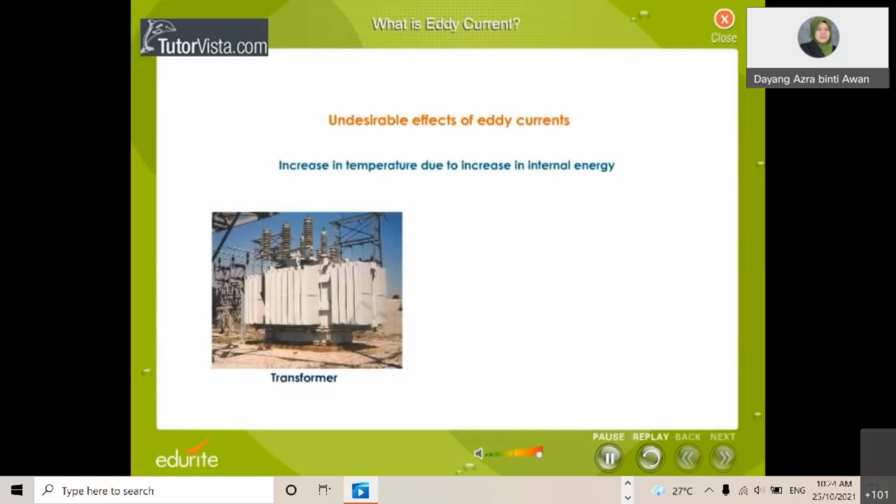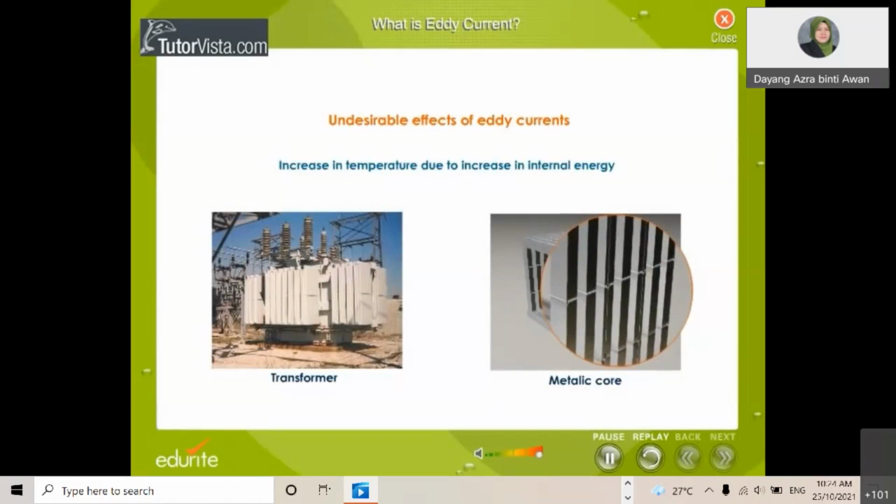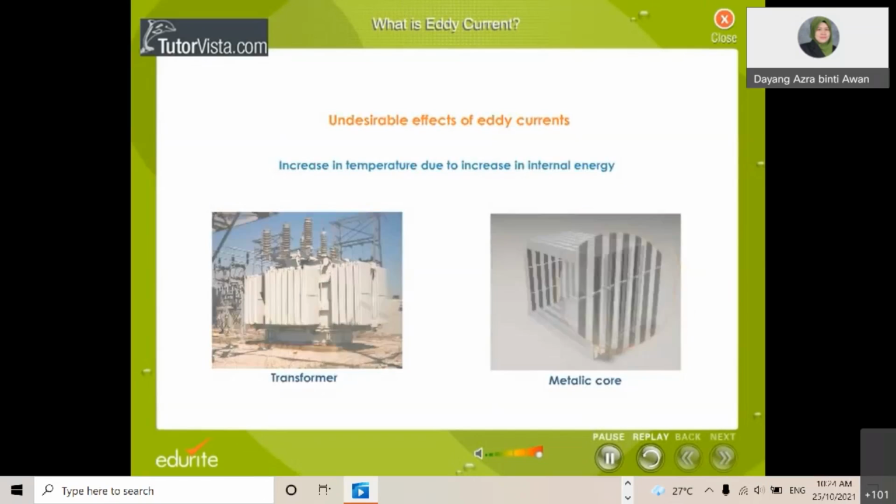For this reason, devices like transformers, which are constantly subjected to a changing magnetic field, are often laminated, or their metallic core is divided into thin sheets. Each of these sheets is insulated from one another.